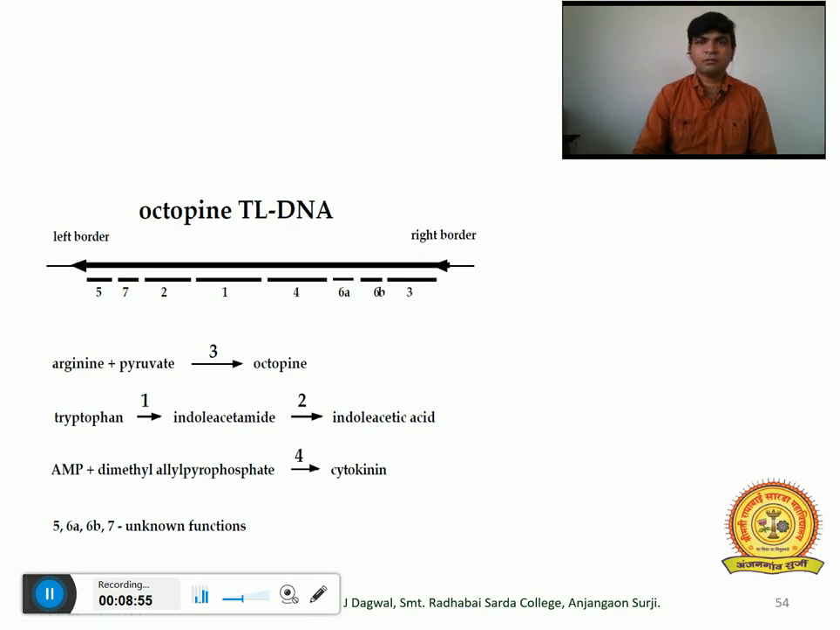Now this is the octopine region of the T-DNA. Here we can see the left border and the right border, and these numbers represent the genes involved in the formation of indoleacetic acid or the cytokinin. Because in that T-DNA region there is also the presence of such genes, and in this T-DNA region there is a transfer of the gene of interest.